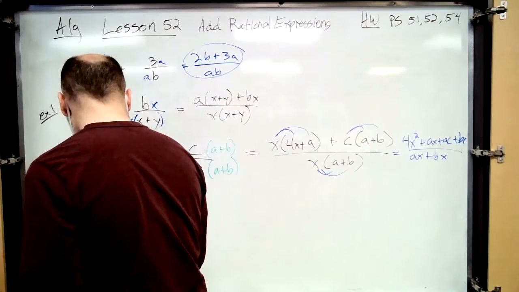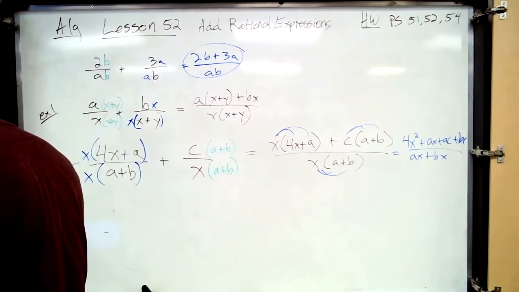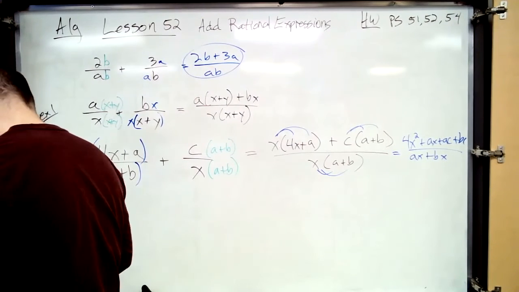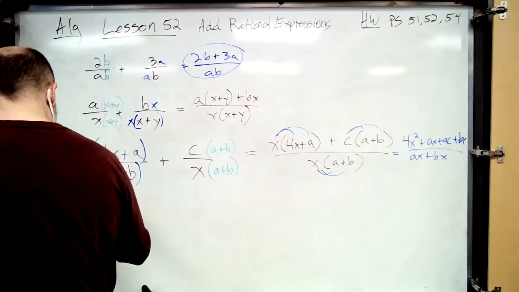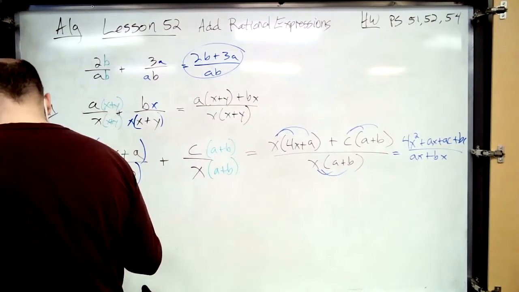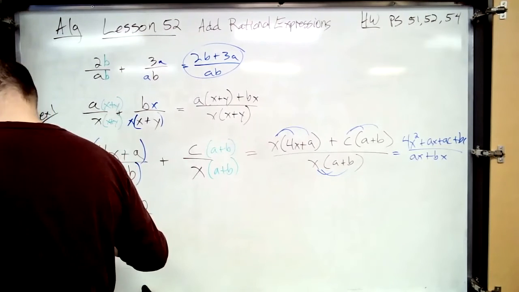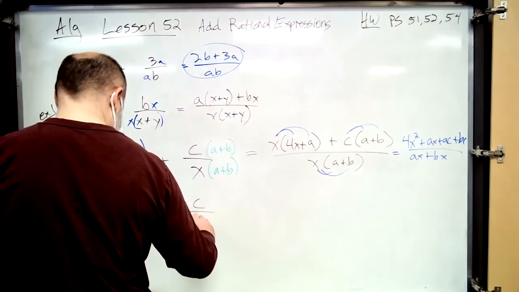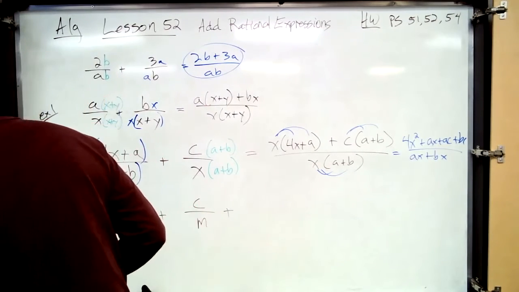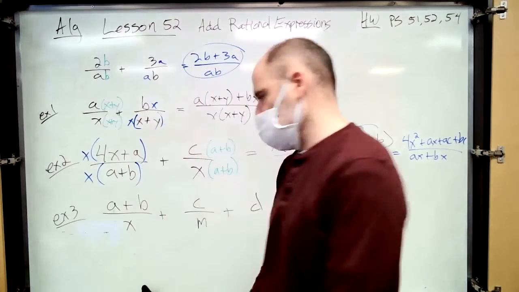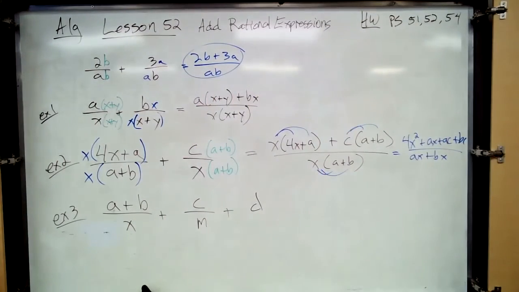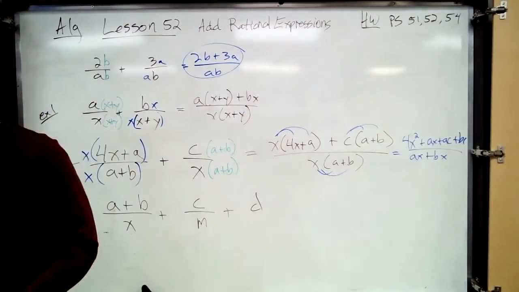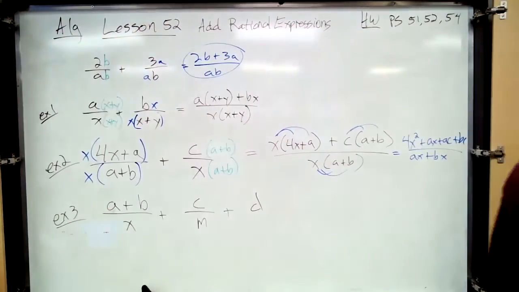Couple more examples and then we'll move on to the next concept in this lesson. So let's try this on your own. See if you can get a common denominator first, and then we will simplify it together. a plus b over x plus c over m plus d. All right, see if you can add those together. So you need a common denominator, and then once you have that, we can add it together.